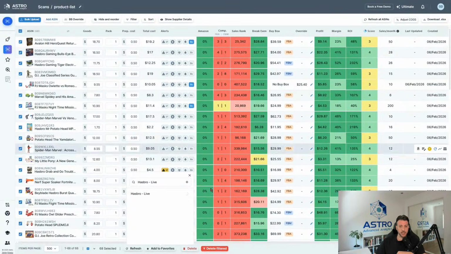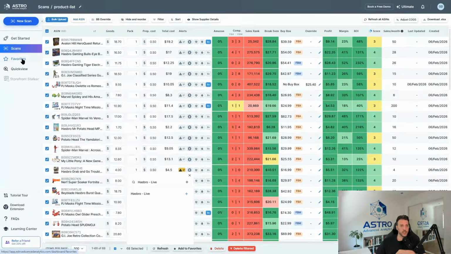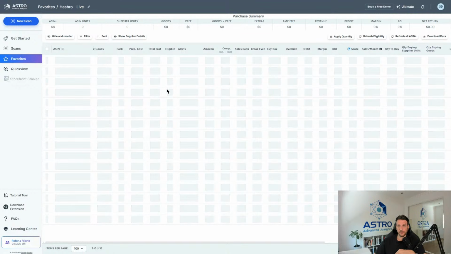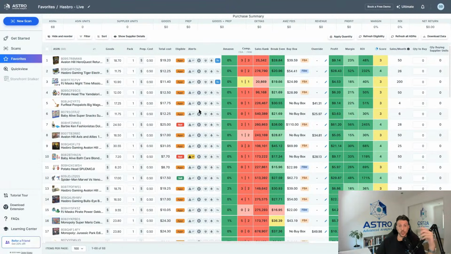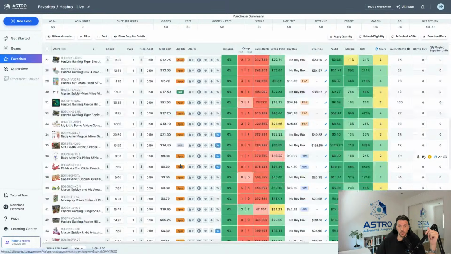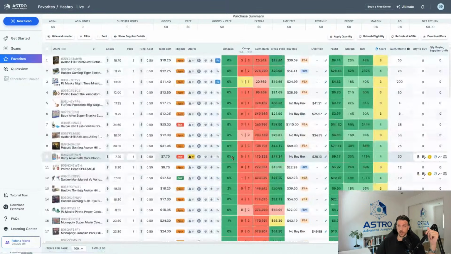Let's go over to the shortlist, or the favorites list as we call it now. It's just over here, our favorites list. Let's go ahead and open this up and see which ones are restricted. So there are a lot here that are restricted. Not too many that I can sell. Wow, very few that I can sell.